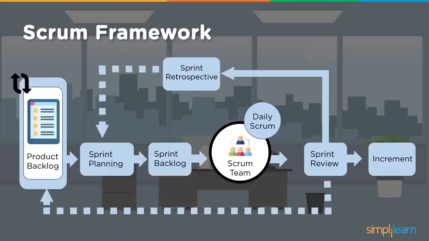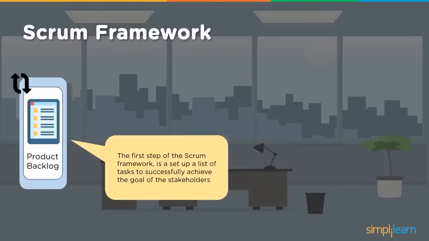So the product backlog is the first step of the Scrum framework. It is a list of tasks to successfully achieve the goals of the stakeholders. We'll discuss that while discussing the product backlog.